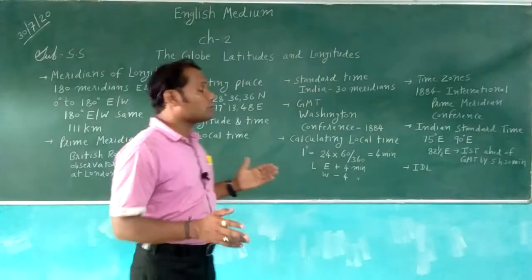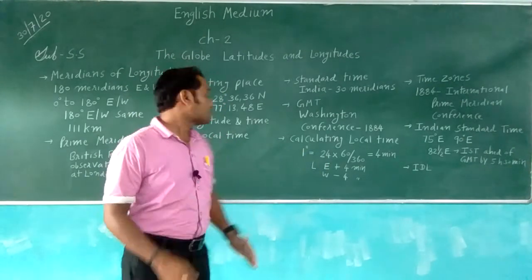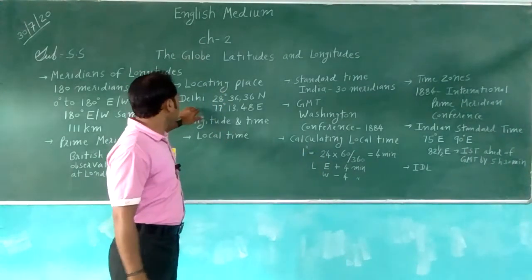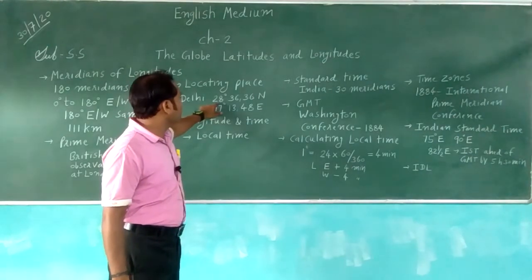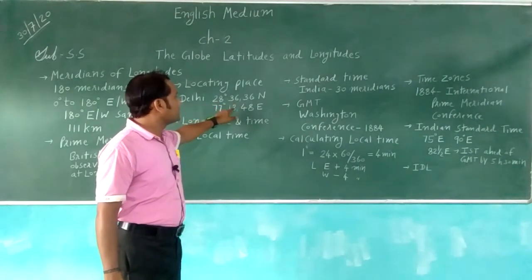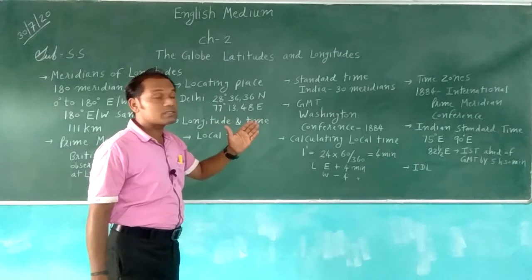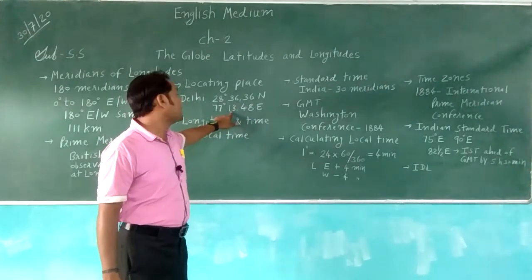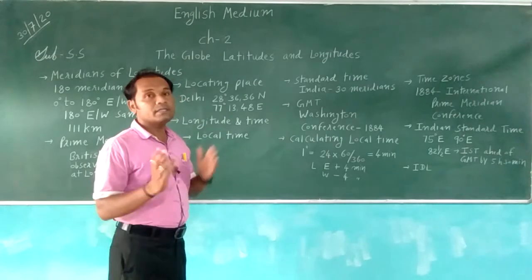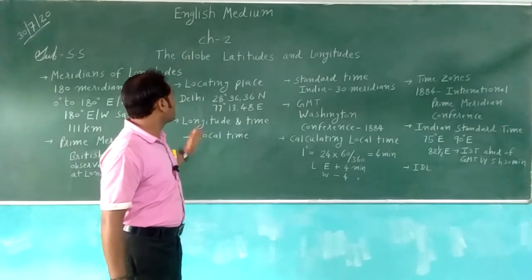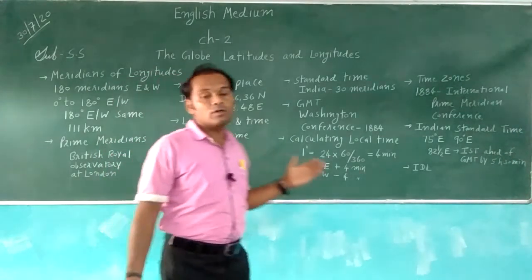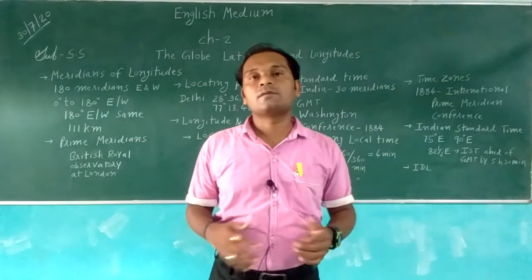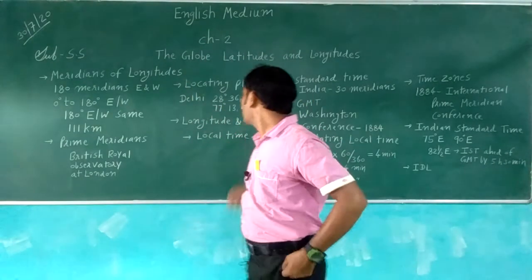So we can get the exact location of Delhi: Delhi is located at 28 degrees 36 minutes and 36 seconds on the north side, and 77 degrees 13 minutes and 48 seconds on the east side. So we can very easily get the location of any place by these meridians.